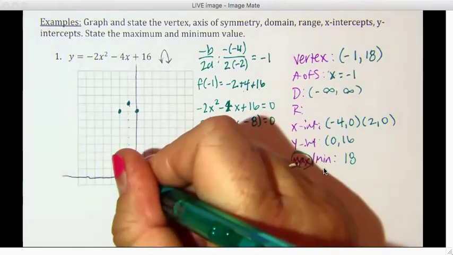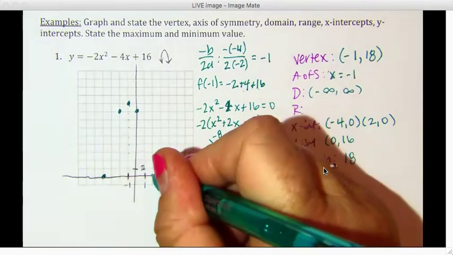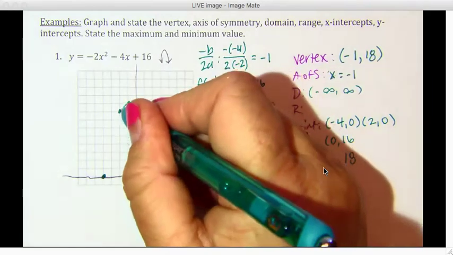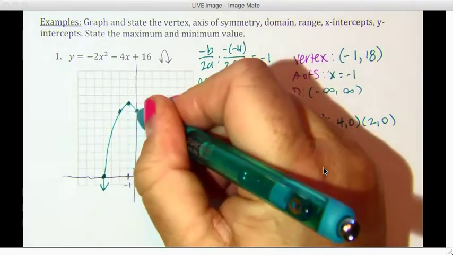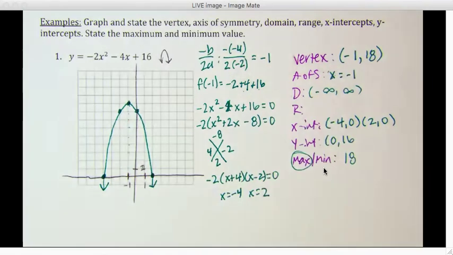I can go ahead and plot those points now. And those line up with my graph. I can go ahead and draw my graph now. And that's what it should look like.